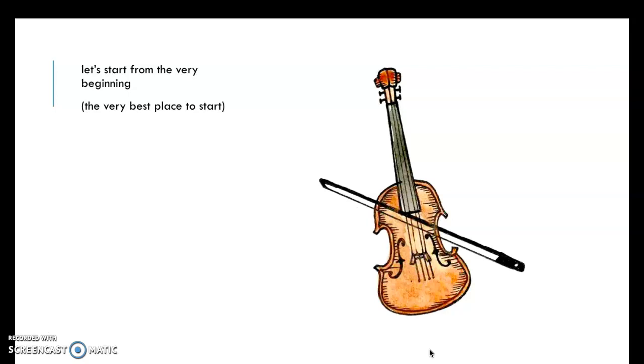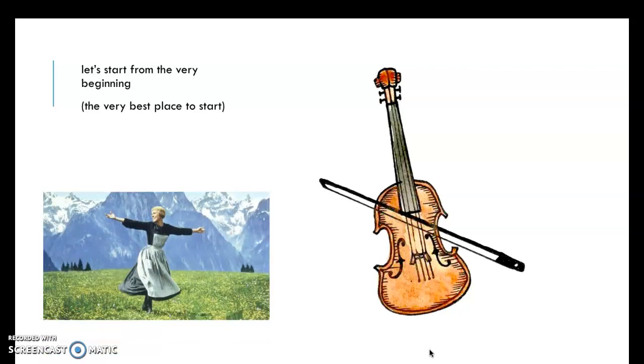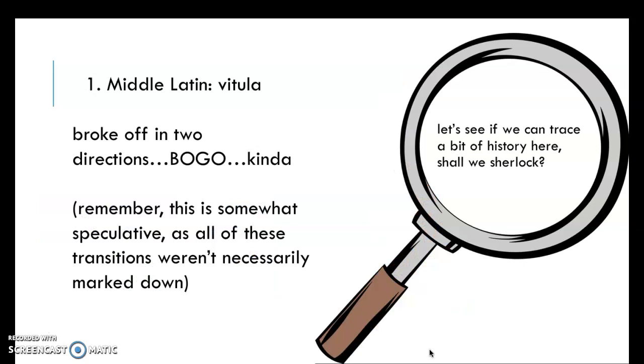As I was doing my research, there was actually a couple surprises. So I want to take us back to the very beginning, the very best place to start, as we all know, and go all the way back once upon a time to Middle Latin, where the word vitula meant stringed instrument, which, because violin wasn't invented until around the 16th century in Italy, the Latin word would have been translated as something closer to a lyre or a harp, so stringed instruments.